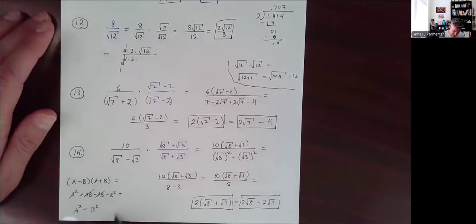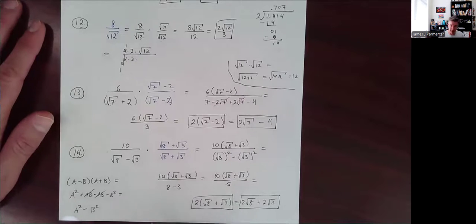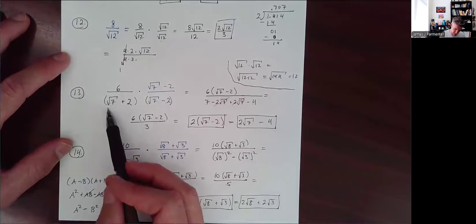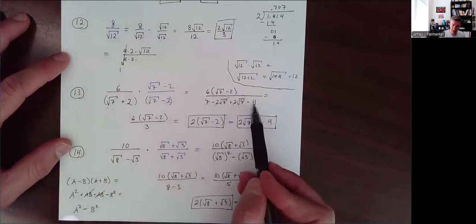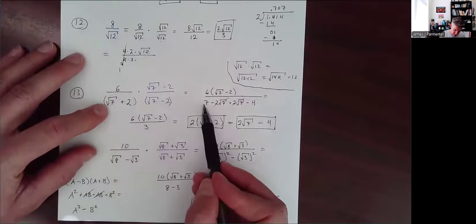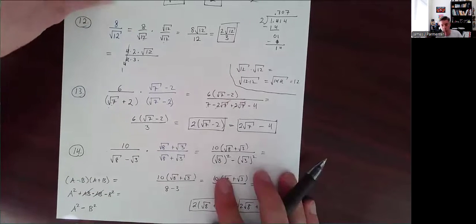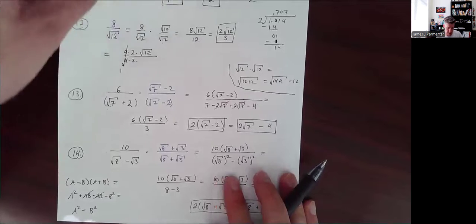But this is an important thing to know, that whenever you multiply conjugates together, the middle terms always end up adding to 0, and you just get the first thing squared minus the second thing squared, just like we did here, right? Root 7 squared is 7, and minus 2 squared is 4. Cool. All right, last page here.